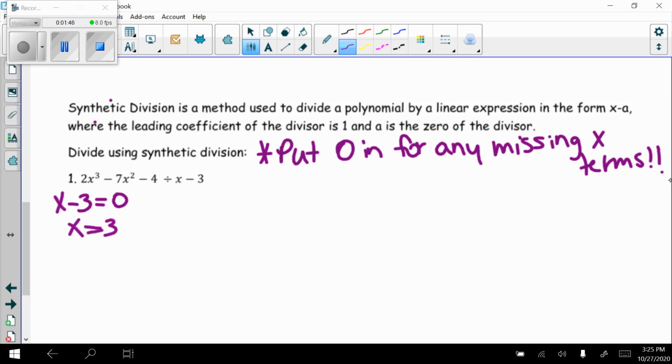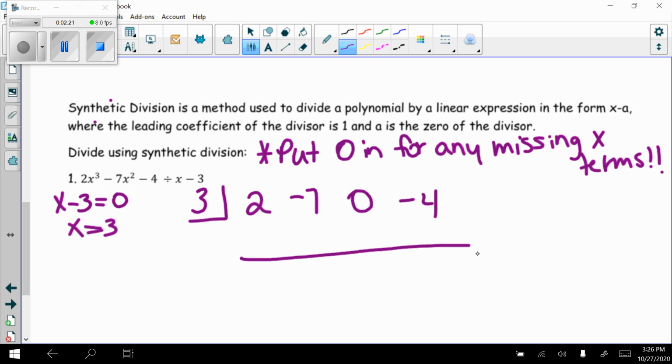So when we do synthetic division, we only write down the coefficients, and we make sure that we are in standard form. So 2x cubed minus 7x squared minus 0x minus 4. I'm going to write down my coefficients. I'm going to start with 2, and then negative 7. I'm missing an x, so I'm going to put a 0, and then negative 4. And I make a little half box over here, and I put my 0 in it, what I'm dividing by, which we solved x minus 3 to get x equals 3. And I'm just going to draw a line.